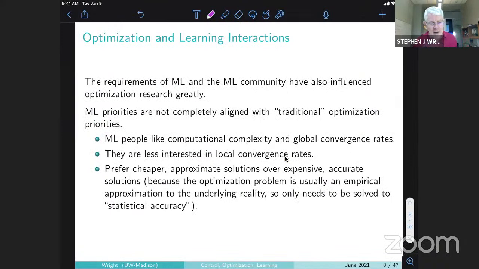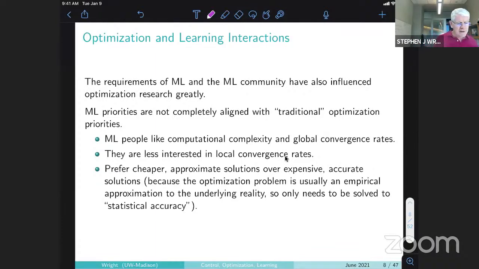A little bit more about the interaction between optimization and learning. This is something that I've been working in for quite a few years, so that's why I'm sort of focusing on it more than other things. But it's certainly true that the needs of the machine learning community have influenced optimization research very much in the last 10 years or so. And the priorities of machine learning people, when they solve their optimization formulations, are not exactly the same as our traditional priorities in optimization. We're sort of interested in finding a highly accurate solution. We're happy with local solutions. We don't care that much about the global convergence rate. We do care about local convergence rates and so on. That's in optimization. Machine learning people have a different perspective.